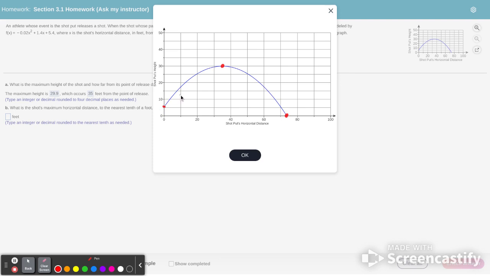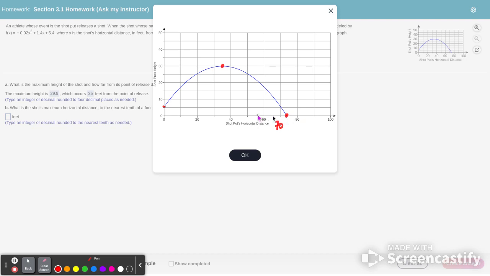So imagine they got the shot put, they're running, they're pushing the shot put, right? And it's flying through the air at 35 feet from the person. It's at 29.9 feet high in the air, and then it starts falling. And someplace out here, like there's 70, so that's almost 75. There's 80, so about 75 feet.